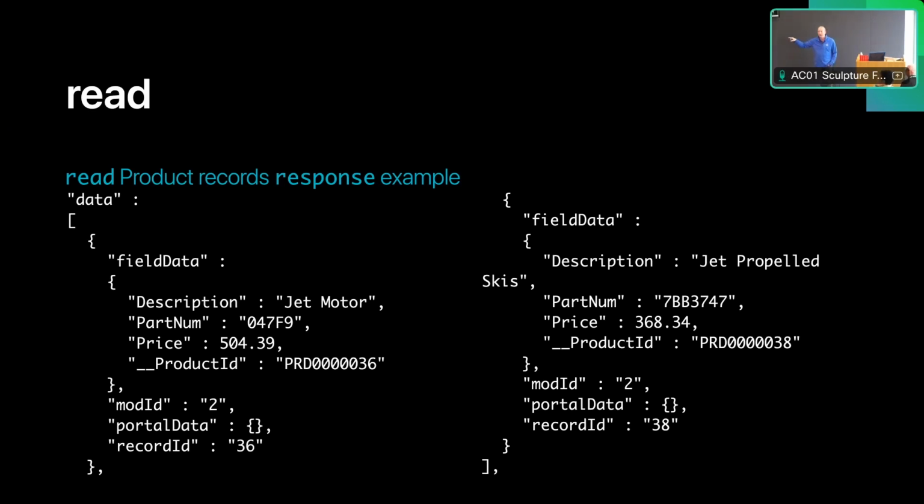And then there's some information about the record where we have its modification ID, you would see any portal data if there was a portal on this layout, as well as the record ID of that particular record. And then it would just repeat up to our limit that we set in the request. In this case, we got 2 responses back.